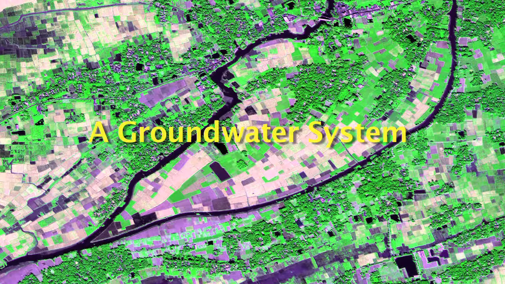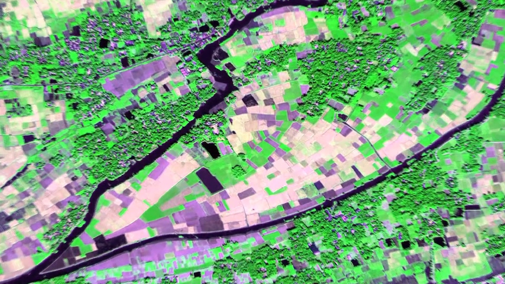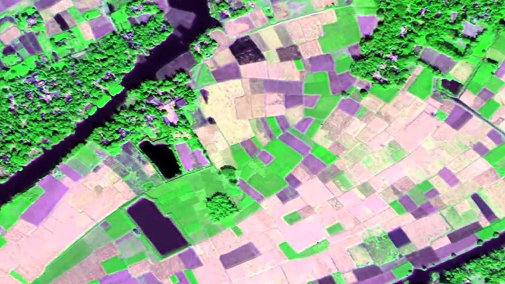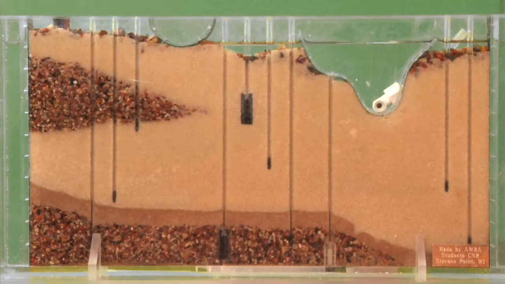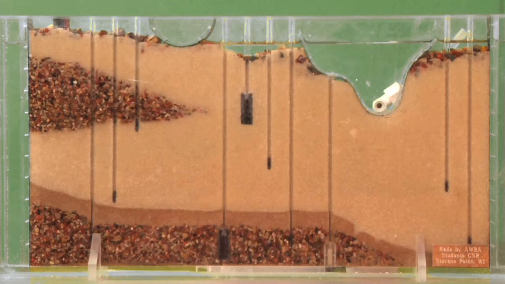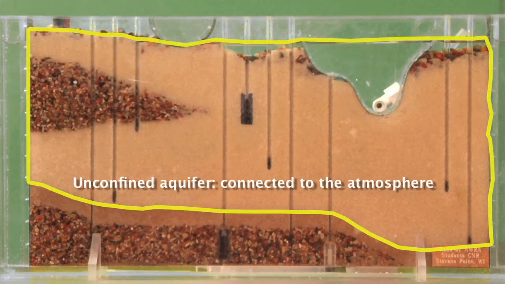In this section, we will talk about the different elements of a groundwater system, the types of aquifers, and how water flows in the subsurface. In this sand tank, we have two types of aquifers. An aquifer is a geological formation that conducts and contains water. On top, we have a sand layer, which is cropping out at the surface. This aquifer is connected to the atmosphere and is called an unconfined aquifer.